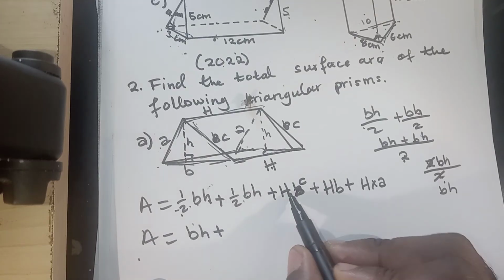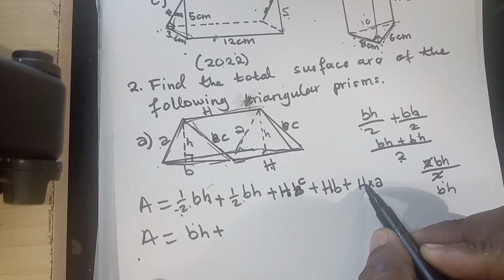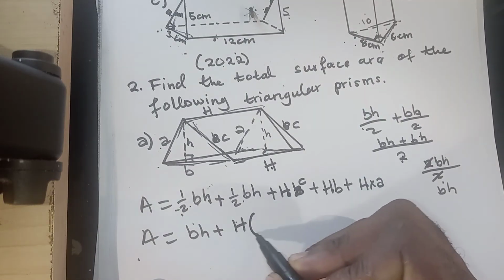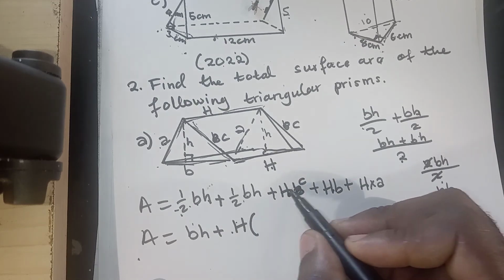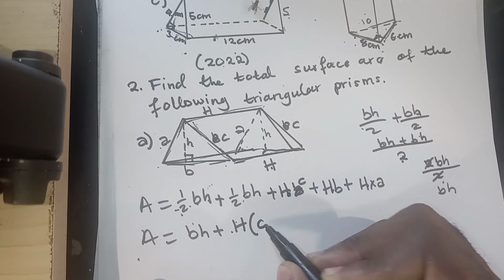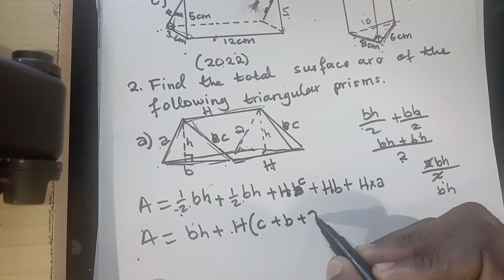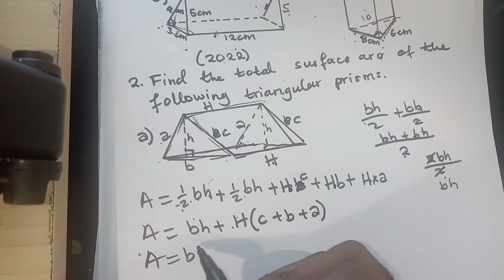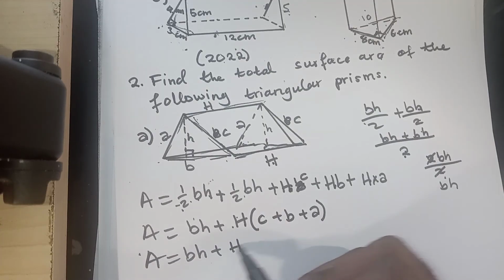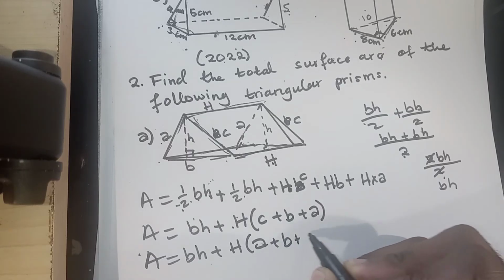And then plus, we have capital letter H here, capital letter H there, and capital letter H there. So you can just factor it out and say H. When you factor an H out from here, you remain with a C. From here, you remain with a B. From there, you remain with an A. And then rearranging the letters, you have A plus B plus C.